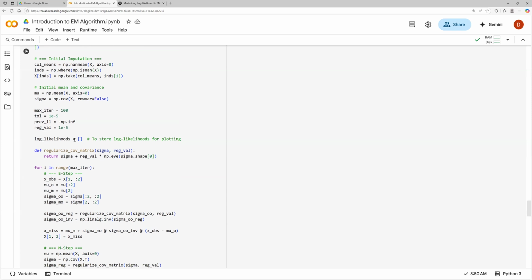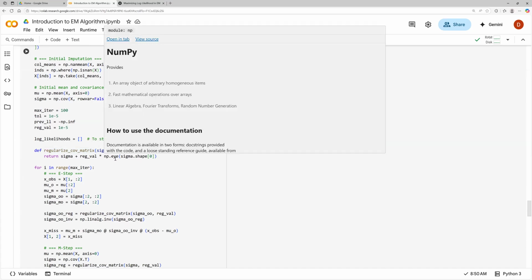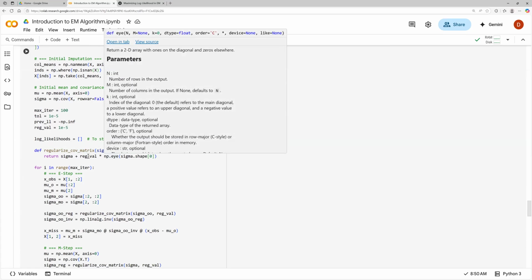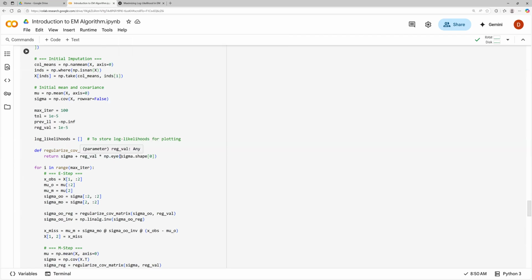Now we store the log likelihoods, and the reason why I do that is because I want to track the change and then actually show the graph. So here we're regularizing the covariance matrix. MPI is an identity matrix, and we take that regularization value, multiply it by that, and then add it to the covariance matrix.